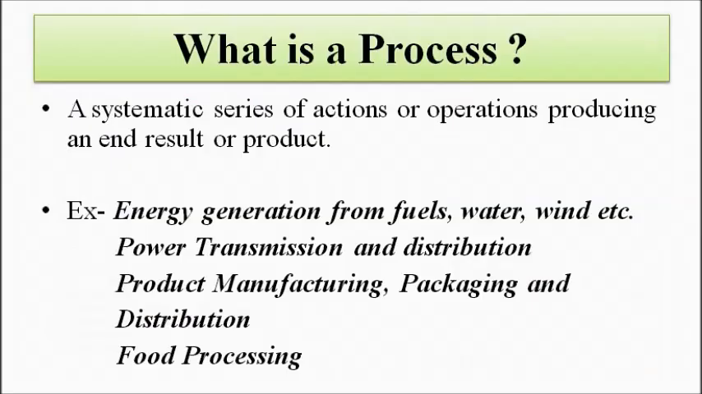So a process basically is a systematic series or course of action, a number of operations performed simultaneously or one after another, producing a product. Different examples: energy generation, power transmission, manufacturing of products in the industry, packaging and distribution, food processing, etc.